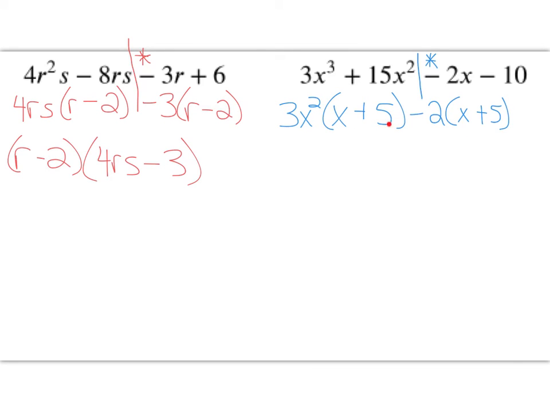I'll know I've done it correctly when I get a binomial, something in parentheses, that matches. So since the x plus 5 is common to the first half and the second half, I'm going to take it out. When I factor it out of the first half, I'm left with 3x squared. And when I factor it out of the second half, I'm left with minus 2. So that is how you factor using grouping.